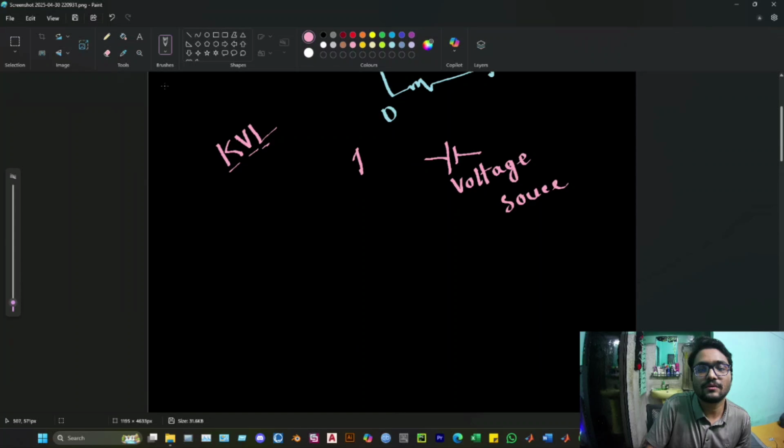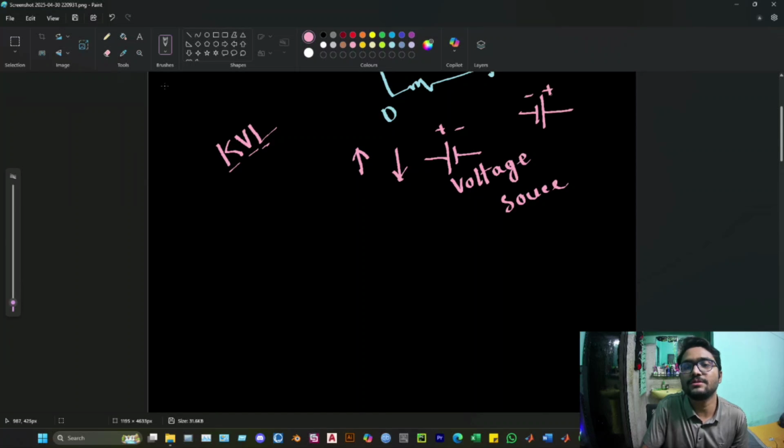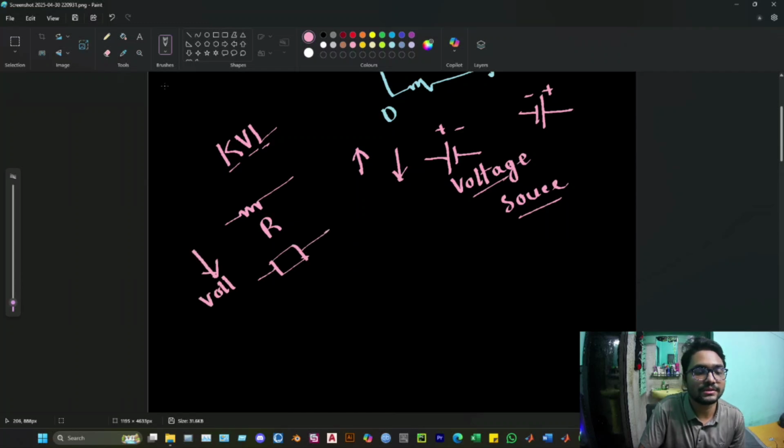One, it can increase the voltage across two points. It can also decrease the voltage across two points depending on its polarity. Suppose it is plus and minus. If it increases the voltage of two nodes, then the opposite polarity will decrease the voltage of those two nodes. So we can see that a voltage source can increase or decrease the voltage. Now, if we consider a resistor or load, a resistor or load will always decrease the voltage.